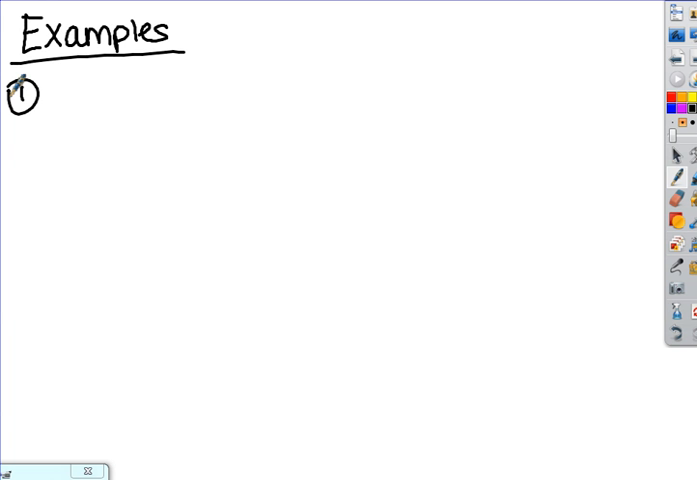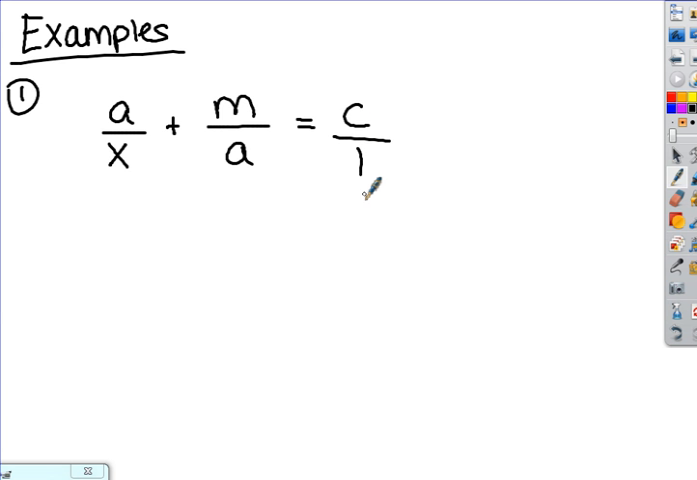Example number 1, a over x plus m over a equals c. The first step is to find a common denominator. So the common denominator in this problem would be ax. C has an understood denominator of 1. So ax is going to be our common denominator. We're going to multiply each term through by that common denominator. So we're going to multiply each term by ax.